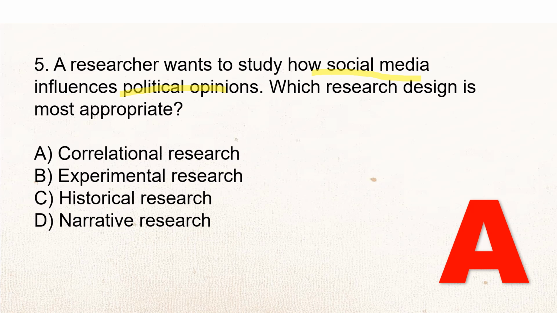For letter B, experimental research, this is incorrect because experimental research tests causation, but political opinions are difficult to manipulate in an experiment. Letter C, historical research focuses on past events rather than current social influences. And for letter D, narrative research is used to collect personal life stories rather than studying patterns across populations. So correlational research is the best answer.